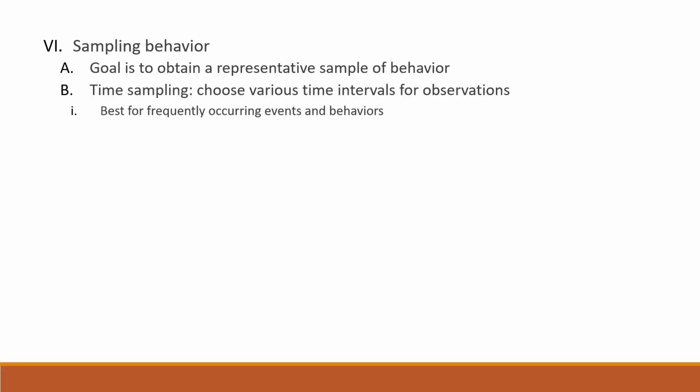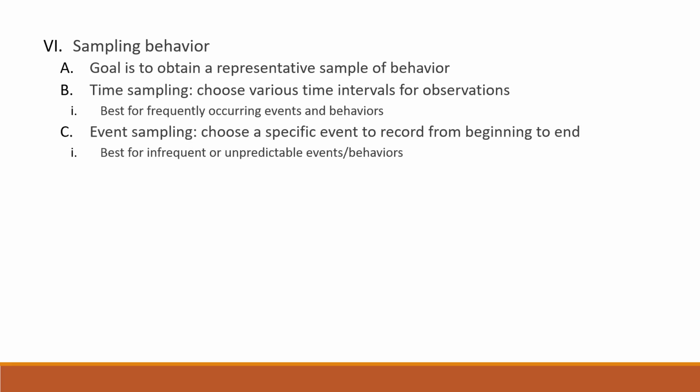The example I gave when observing children was every 30 seconds, and we did this over the course of 2 full school days. This is best for observing frequently occurring events and behaviors. Children in a daycare setting are going to engage in a lot of play, which is constantly changing from moment to moment. Then there is event sampling, where you choose a specific event to record from beginning to end.